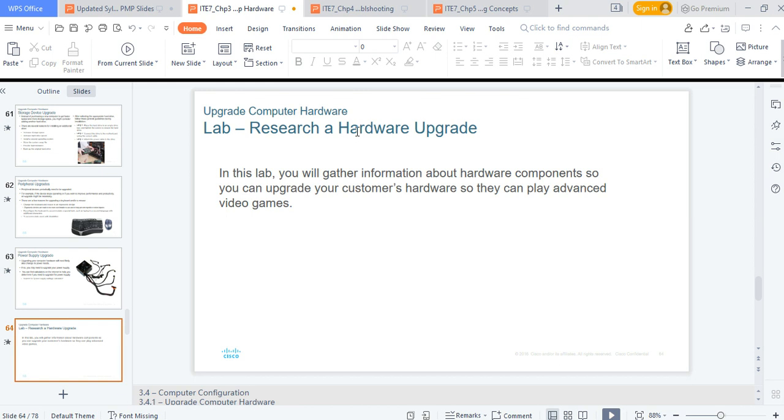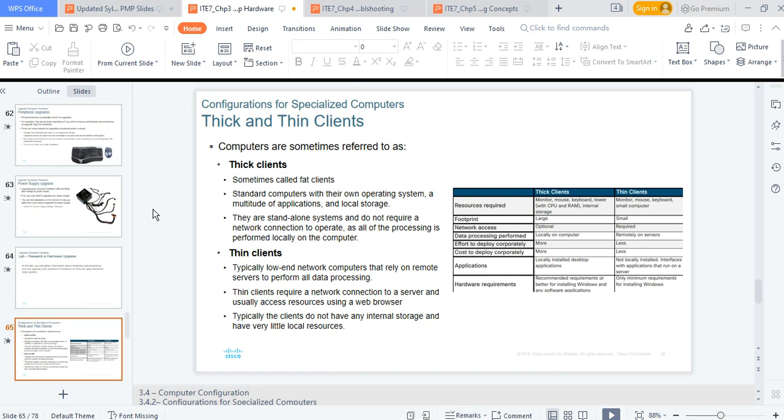There's a lab, research a hardware upgrade. In this lab, you get information about hardware components so you can upgrade your customer's hardware so that they can play advanced video games. So what do we need? We need a higher processor, we need higher RAM, we need a higher video card through a PCI upgrade, right? That's what we need.